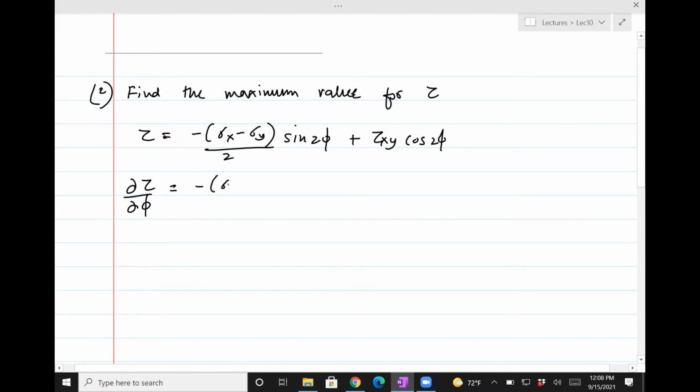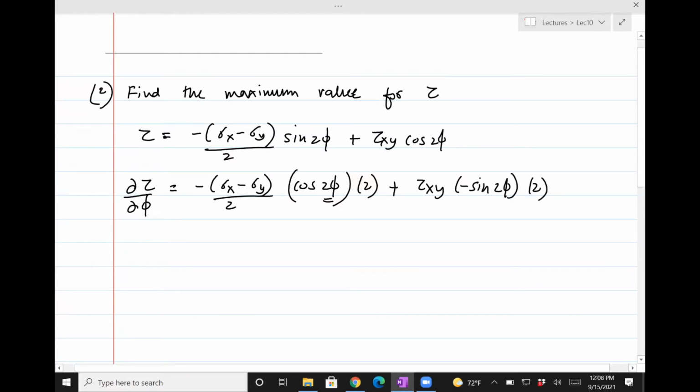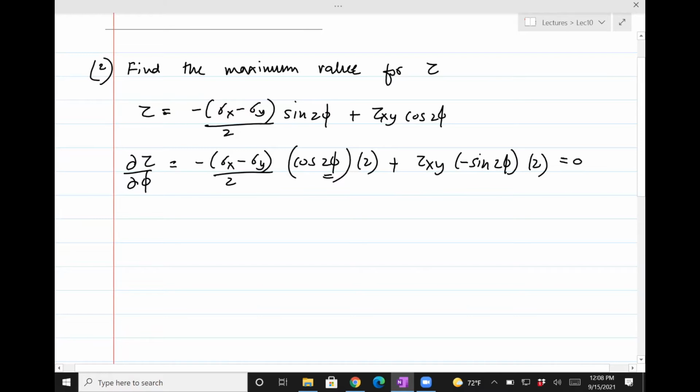So we have minus (sigma x minus sigma y) divided by 2. The derivative of sine 2 phi is cosine 2 phi times 2, because we need to take the derivative of the thing inside the cosine, that's the chain rule, plus tau xy. The derivative of cosine is minus sine 2 phi times 2. Okay, so we equate that to zero and solve for phi.